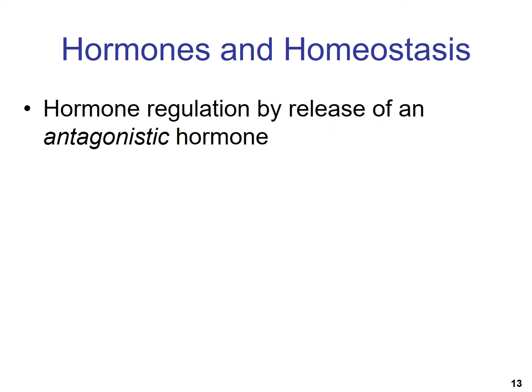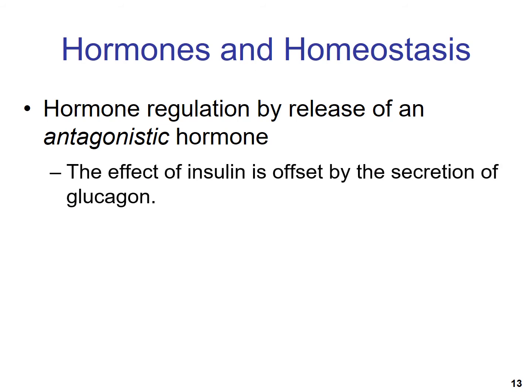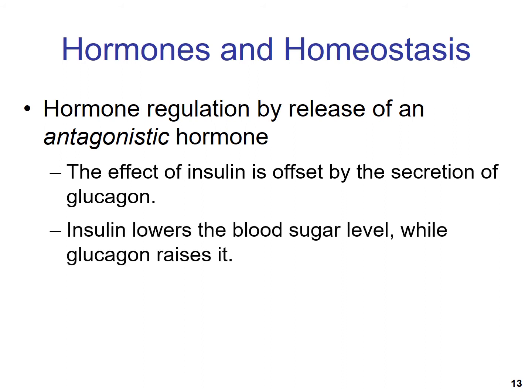So hormones can also be regulated by the release of an antagonistic hormone, and again, insulin is a great example of this. It gets offset by the secretion of glucagon. And so what glucagon will actually do is to raise your blood glucose level. Insulin will lower your blood glucose level.